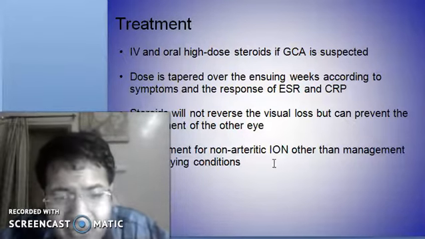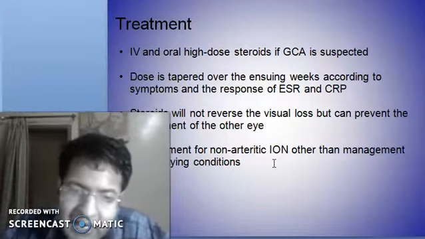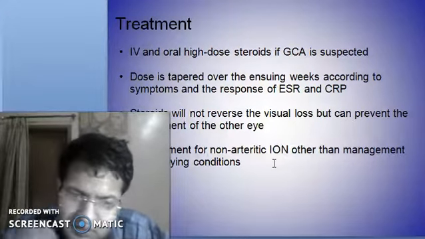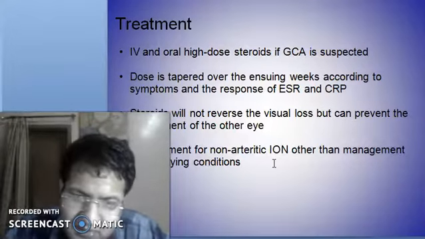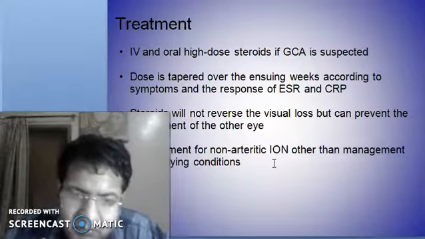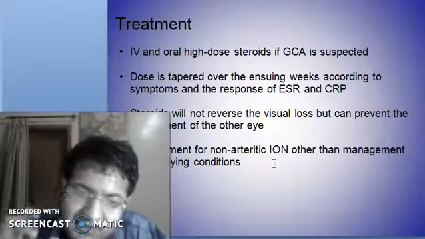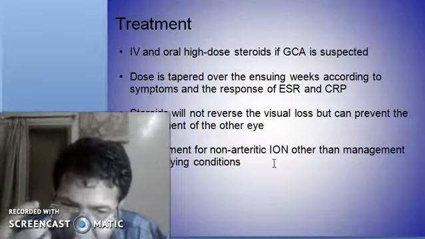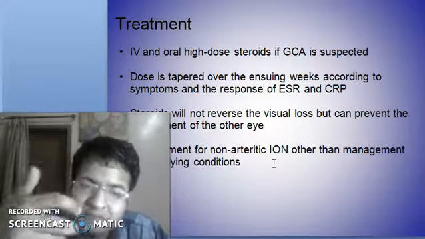Why are we giving the steroids? To prevent the involvement of the other eye, because NAION appears in the other eye by 6 months. AION can present even after a month in the other eye. So we have to prevent the vision loss of the other eye, and hence we give the steroids. If we are thinking that there is a vision loss and steroids will help in recovering the vision of this eye, no. We have to save the other eye.